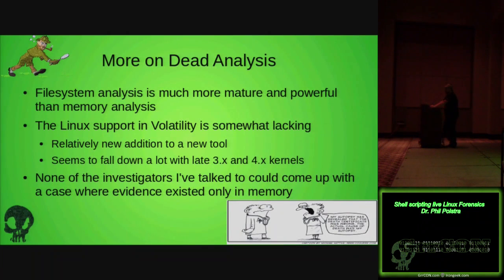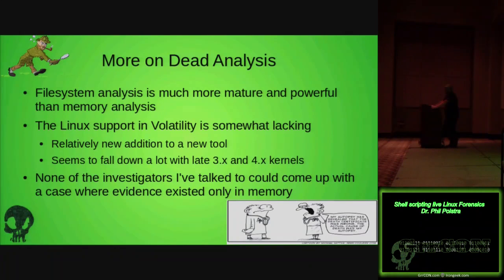As I said, it's a lot more mature. One thing I will warn you about: Volatility is a somewhat new tool, and Linux support is new to a new tool. As a result, I found that it falls down a lot. If you're running a recent Linux kernel, and I don't mean just a 4.0 kernel, I mean anything 3.16 or higher, I've seen that a lot of the Volatility modules just fall on their butts.